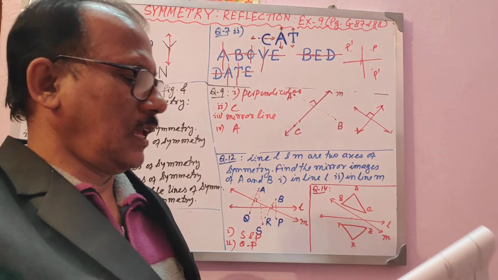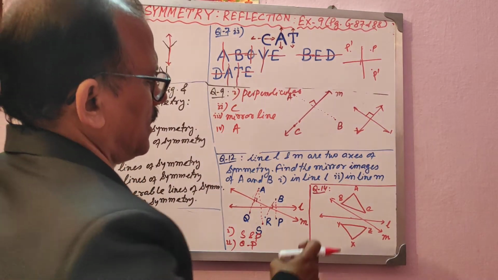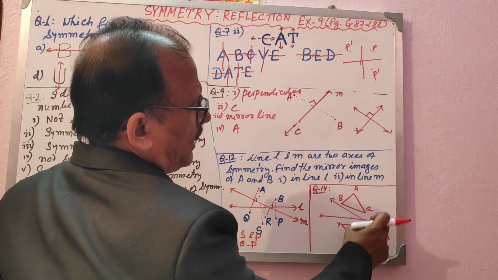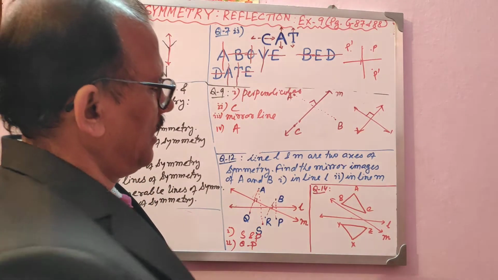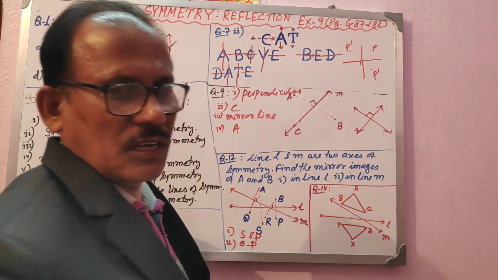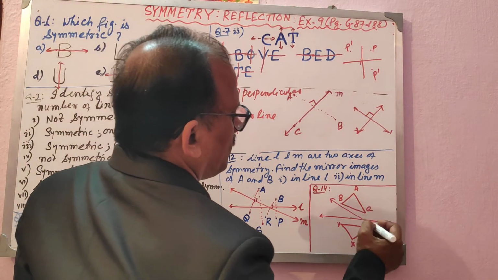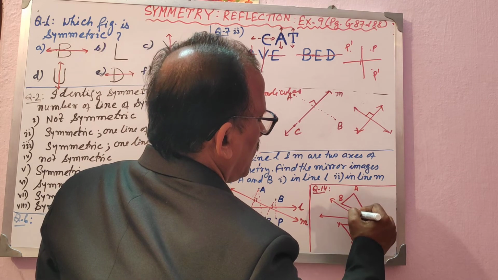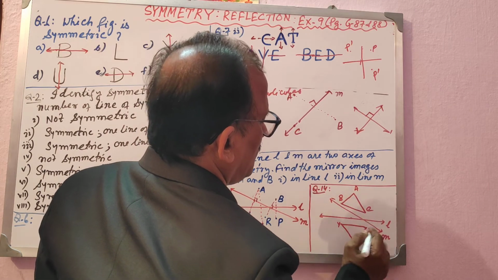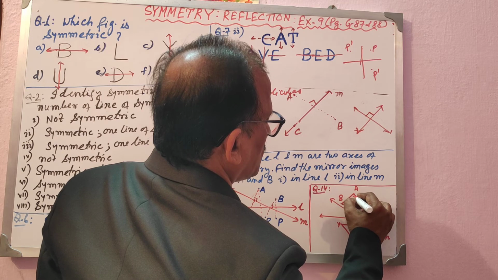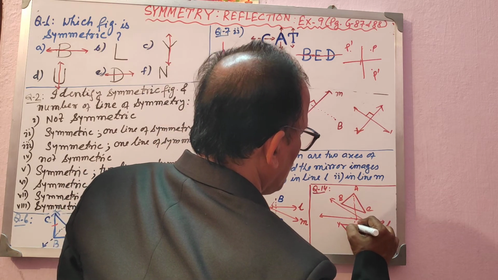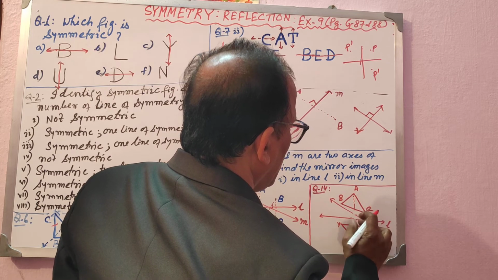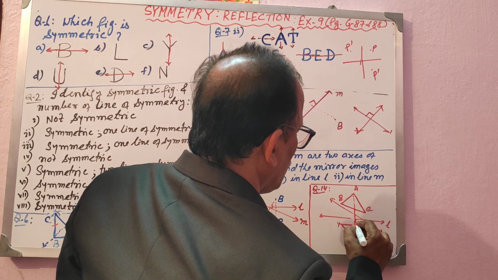Now, talking about the last question, there are two mirror lines given to you, line L and line M, and ABC is a triangle. The image is XYZ. On which line can it be? See, A is perpendicular to X. Through which line? This is only 90 degrees. Could you understand? So A is perpendicular to X through X only.